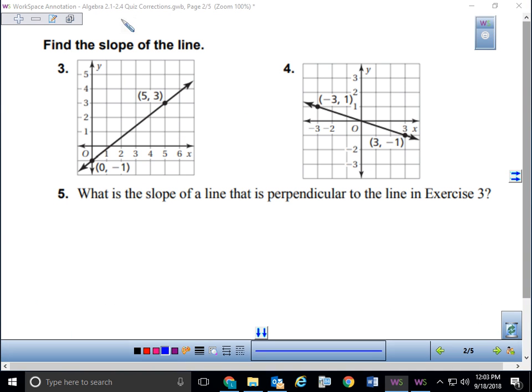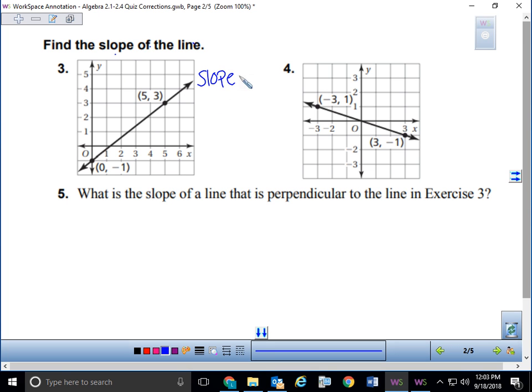Moving on, question 3 and 4. It says find the slope of the line. So I'm going to show the formula, and I'm going to show the triangle method, which is a review from last year. I'm going to start with the triangle method. First of all, question 3. If I look at my line from left to right like I'm reading a book, my line is going up, which means my slope will be positive.